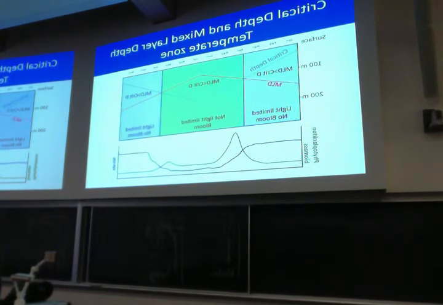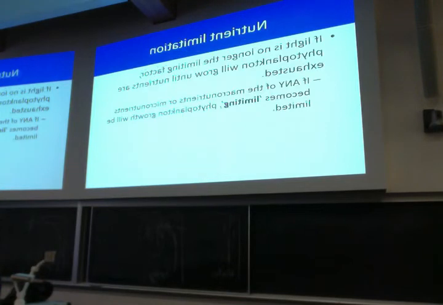And then what happens here? It becomes definitively light limited. Okay? How do we feel about that now? Is that a little bit better than the nightmare that was last Monday? Okay, that's the nutrient limited zone. So if light is no longer the limiting factor, phytoplankton will grow until the nutrients are exhausted.